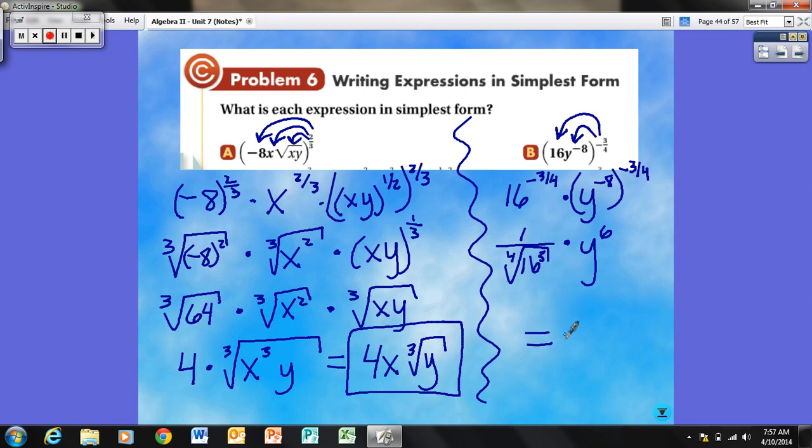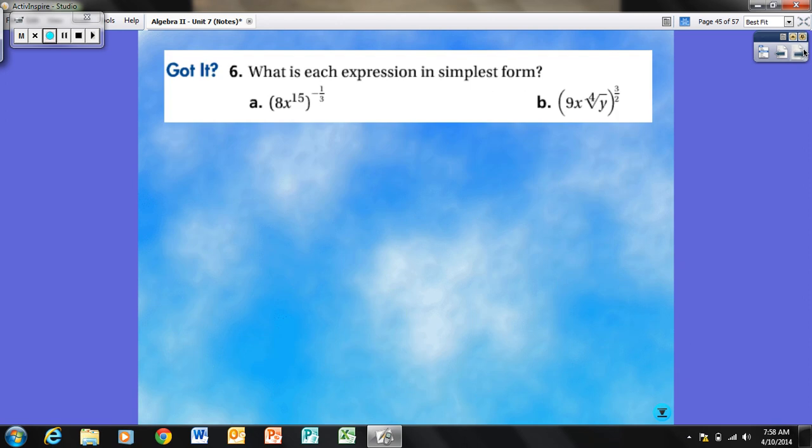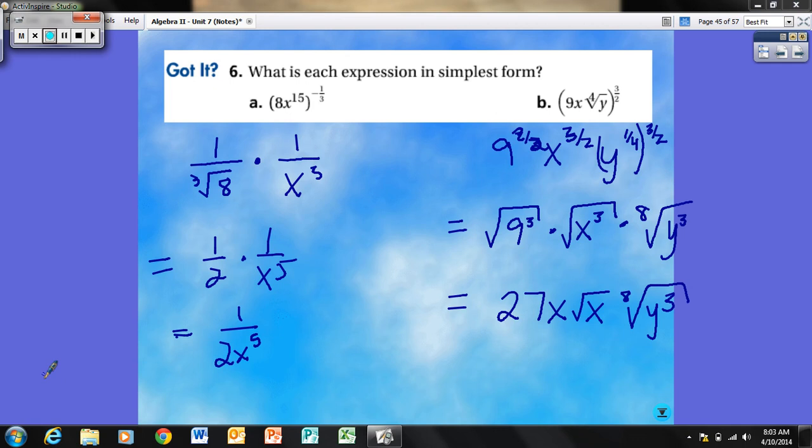And now I can simplify. I'm going to have y to the 6th on top. And then if you do all the math out for the 4th root of 16 to the 3rd, you're going to end up with 8. So your final answer is y to the 6th divided by 8. We're almost done. Try these couple of problems. And here are your answers for these problems.